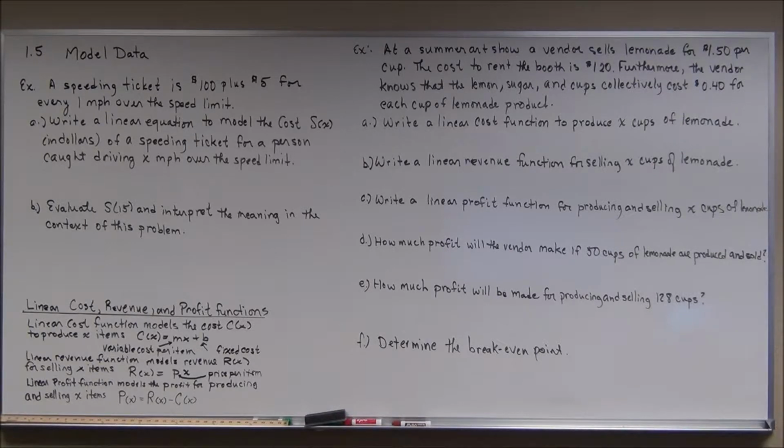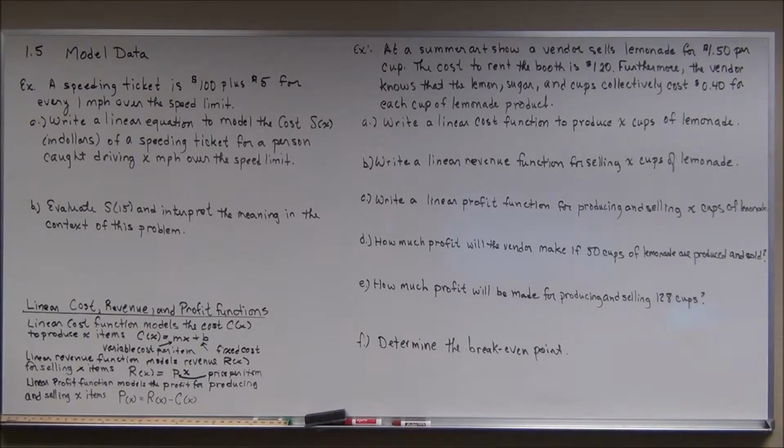Let's pick up from where we just left off, and we're going to look to model some data using linear equations to help us out here. A speeding ticket is $100 plus $5 for every 1 mile per hour over the speed limit. Write a linear equation to model the cost, S of x, in dollars, of the speeding ticket for a person caught driving x miles per hour over the speed limit.